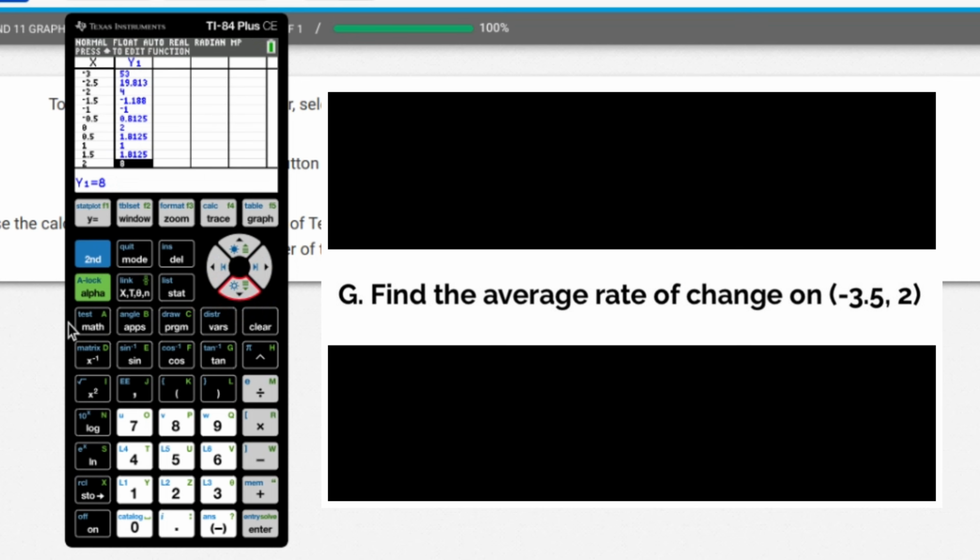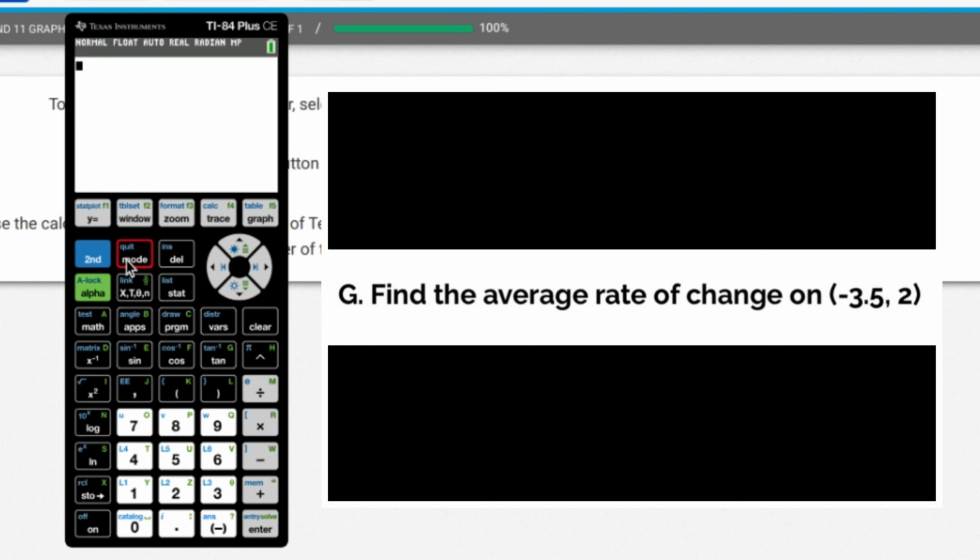Now I'm going to use the average rate of change formula, which is f of 2 minus f of negative 3.5. So I'm going to go over here and type that all in. F of 2 was 8 minus negative 111.813.